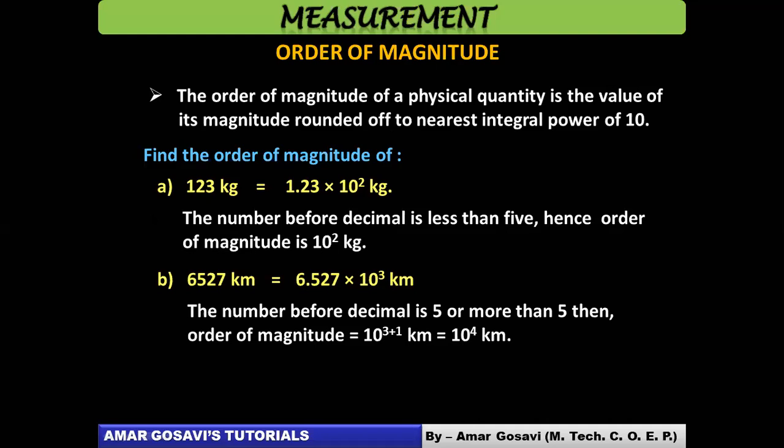Now, first of all, you'll have to put it in a decimal system. Secondly, you have to observe the number before the decimal, whether it is less than 5 or 5 or greater than 5. If it is less than 5, then whatever is the power of 10 would be the order of magnitude. Otherwise, if it is greater than 5 or 5, so 5 is included in that, then you are supposed to add 1 to the power of 10, like we have done over here, and that gives you the order of the magnitude.